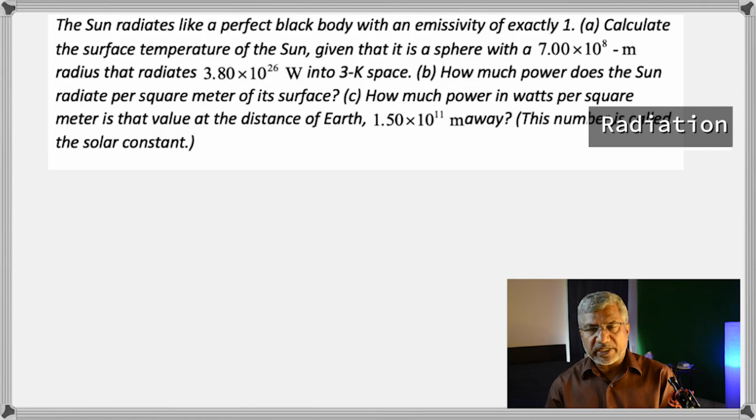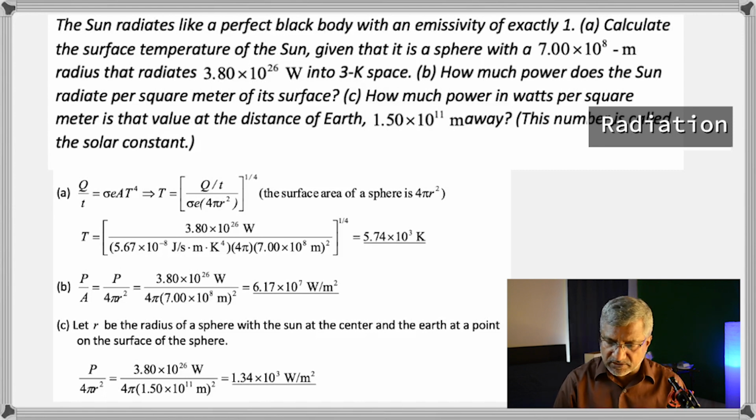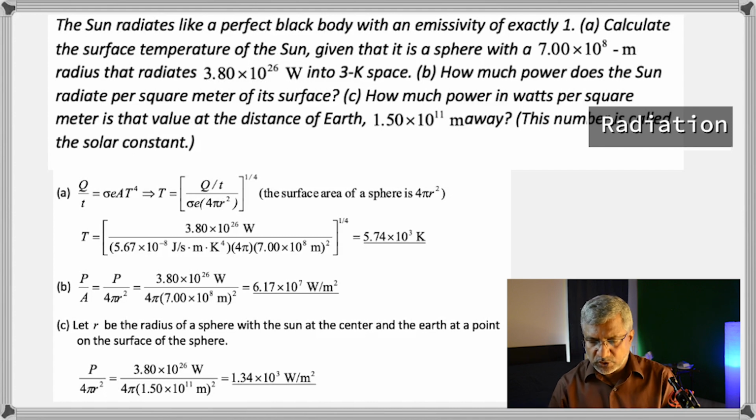So the sun is radiating. It's a formula for radiation. Let's try to do this. Q by t is sigma e A T raised to 4. You're trying to find the temperature of the surface of the sun. Notice one thing here. The surrounding temperature is taken as 0 Kelvin because it's radiating into what? Into space. So that's why that temperature is taken as 0.